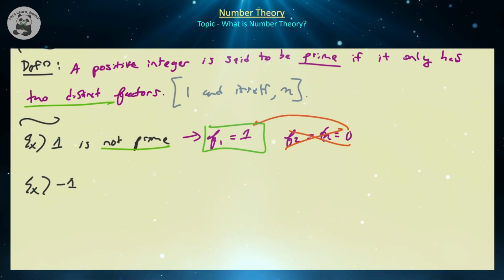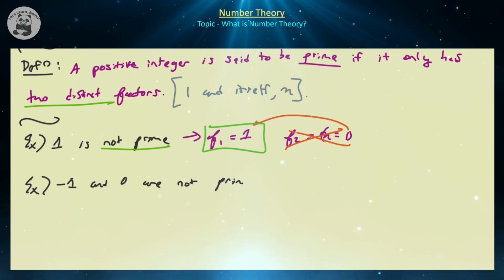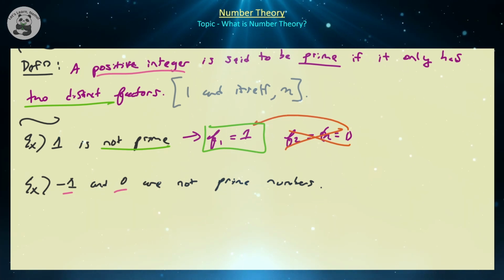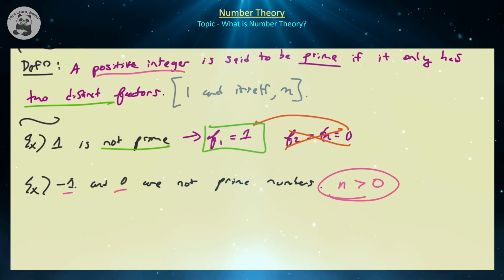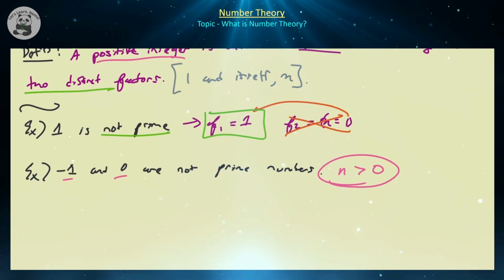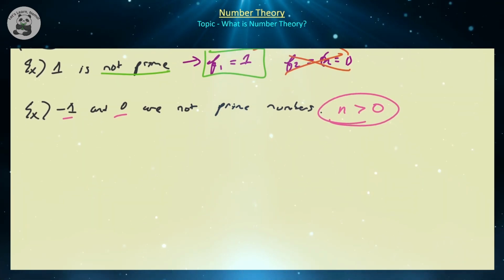So -1 and 0 are also not prime numbers. -1 is not a prime number because it's not a positive integer. 0 also is not a prime number because it is also not a prime integer. In particular, prime integers must first be strictly greater than 0. Right? So no negative integers can be prime, 0 cannot be prime, 1 cannot be prime, so therefore all primes must be greater than or equal to 2.